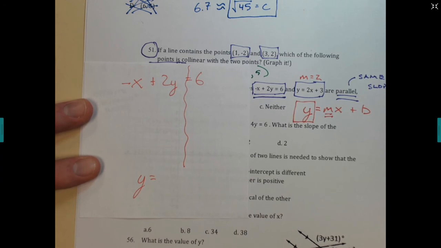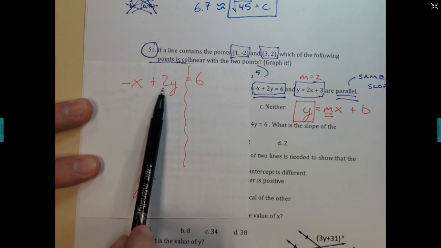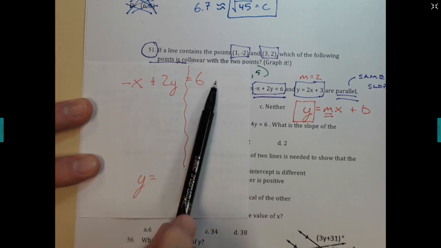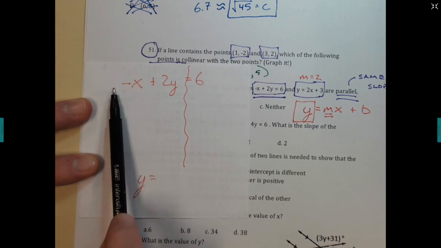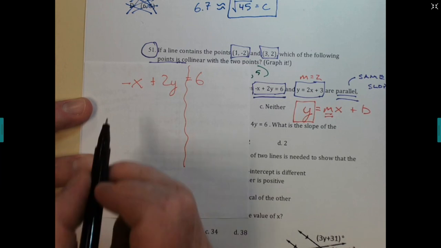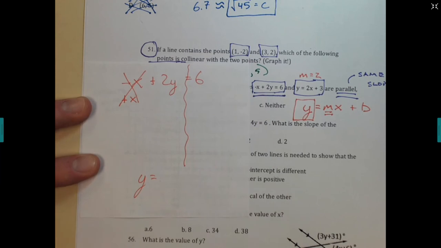Probably back to, or well, I would want to eventually move the 2, but I'll give you a hint. We want to move this negative x to the other side. How do I make it so that this negative x is not here anymore? Add x on both sides. Brilliant move. If I add x, that will cancel this out.